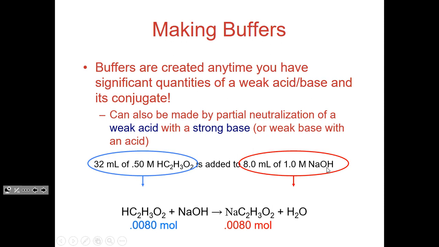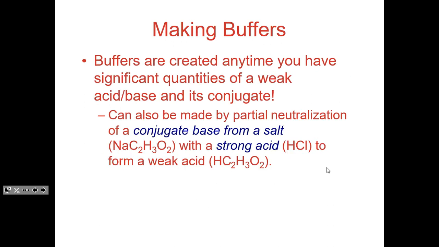Now, when you look at this situation, you may realize the other way to make a buffer through partial neutralization is if I add a salt like sodium acetate to water. I'm going to have a significant quantity of acetate, which is a weak base, and very little of its conjugate acid. But I can partially neutralize that weak base by the addition of a strong acid, and I can also make a buffer system.